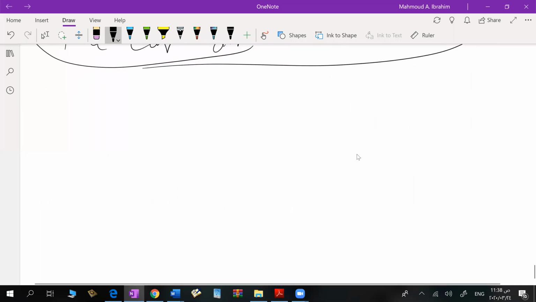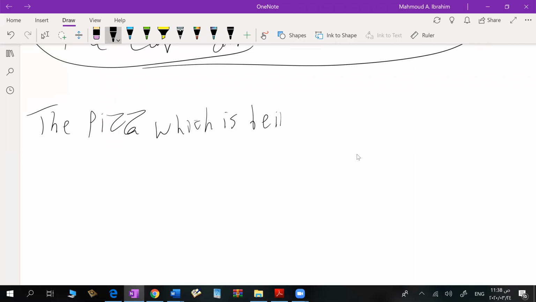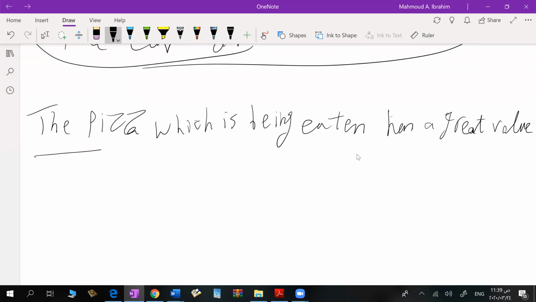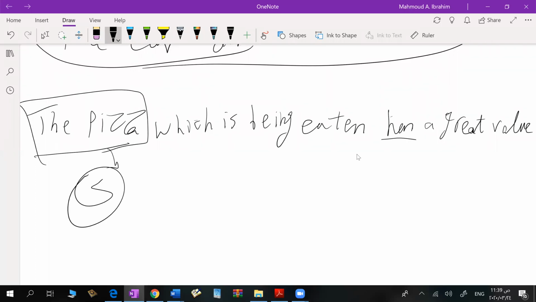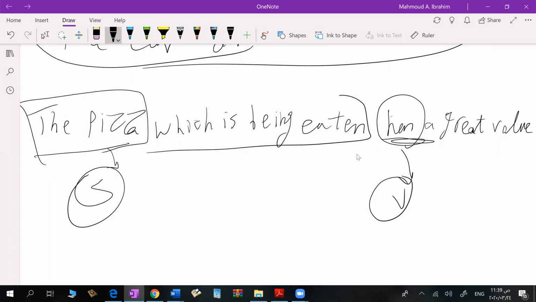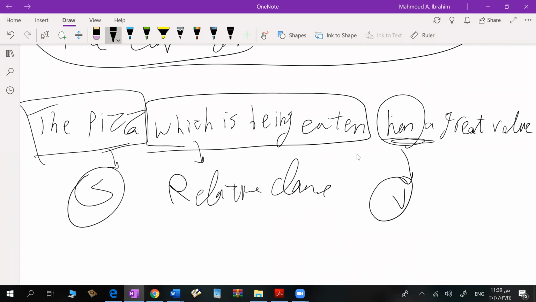For example, if I say the pizza, which is being eaten, has a great value. Now we are eating pizza at the moment. The pizza is the subject and has is the verb, and which is being eaten is what? Relative clause. Yes, relative clause. And in this structure, this is the passive of the present continuous. Somebody is eating this pizza at the moment.